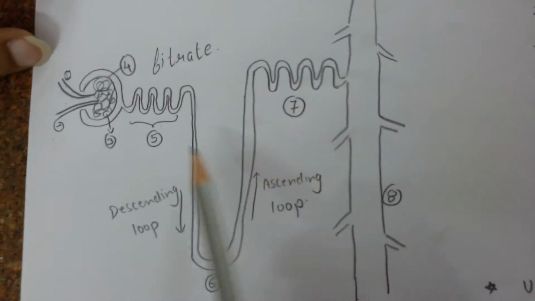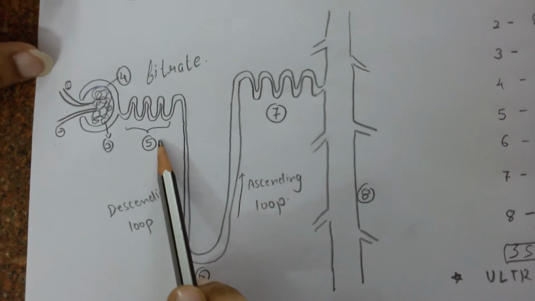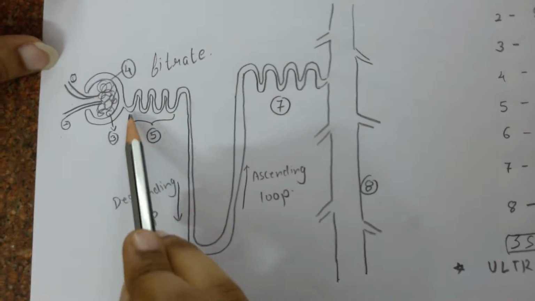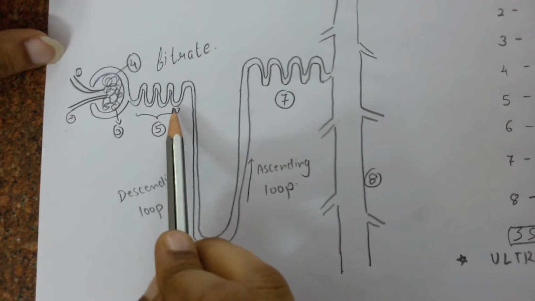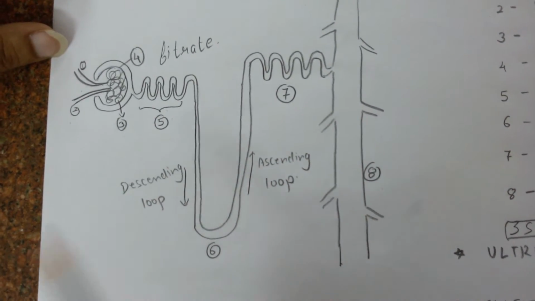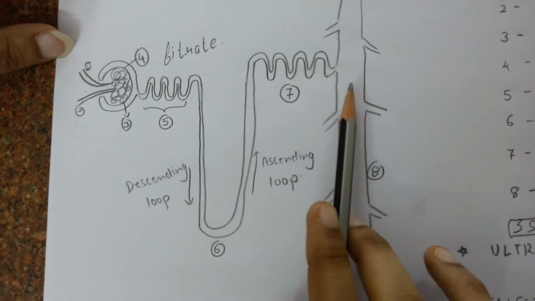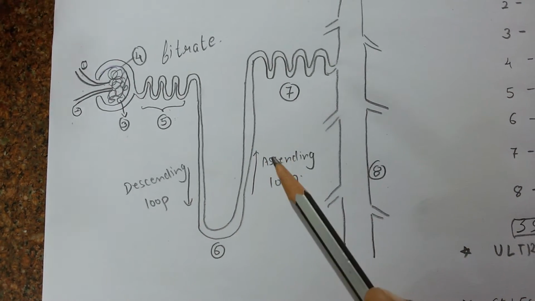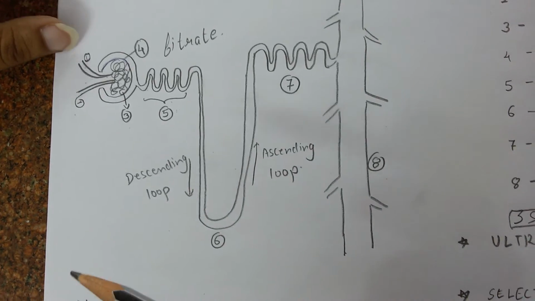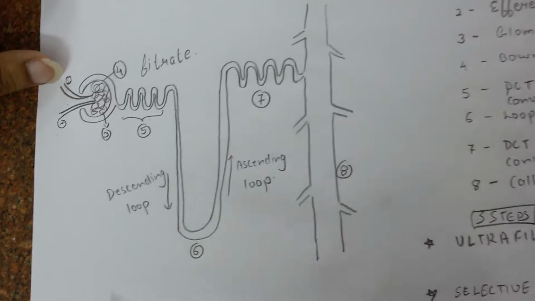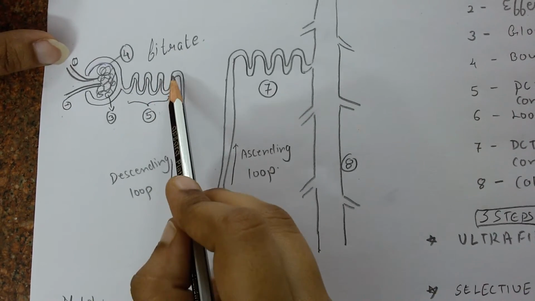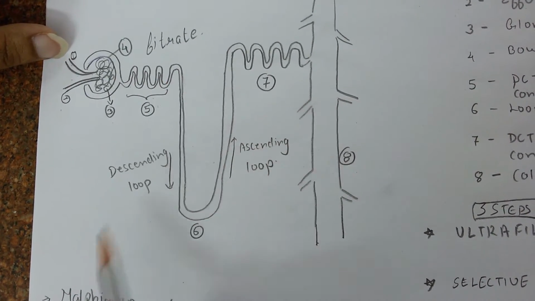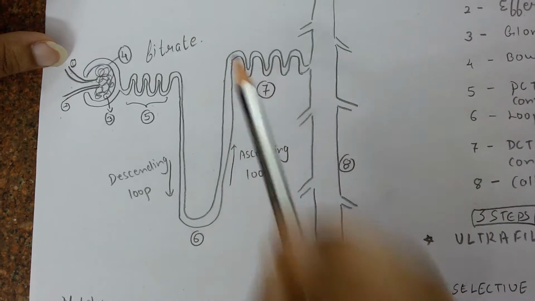called the proximal convoluted tubule. Now if you look at this structure, these are coiled structures. These coiled structures help in increasing the surface area. The main function of all these parts is to reabsorb certain nutrients and certain minerals which are required by the body. So after the filtrate passes through the proximal convoluted tubule, it will pass through the loop of Henle.